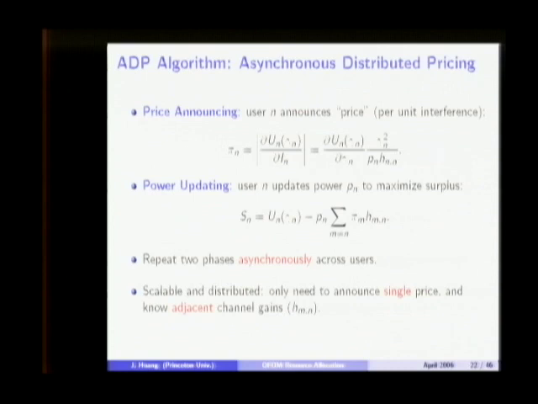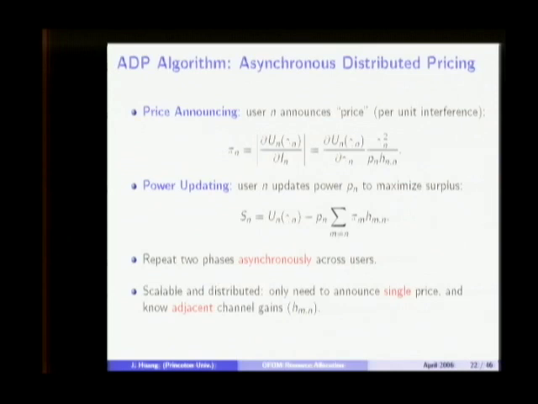And then the users repeat these 2 phases asynchronously across themselves. They don't have to announce the price or update the power at the same time; they can do whatever they want. And this is a scalable and distributed algorithm because everybody only needs to announce a single scalar price to the network in this single carrier case. And they only need to know adjacent channel gains, H_mn here, to calculate the payoff function, which doesn't require global information of the crosstalk in the network. So you're assuming your interference is limited to a certain range of distances.